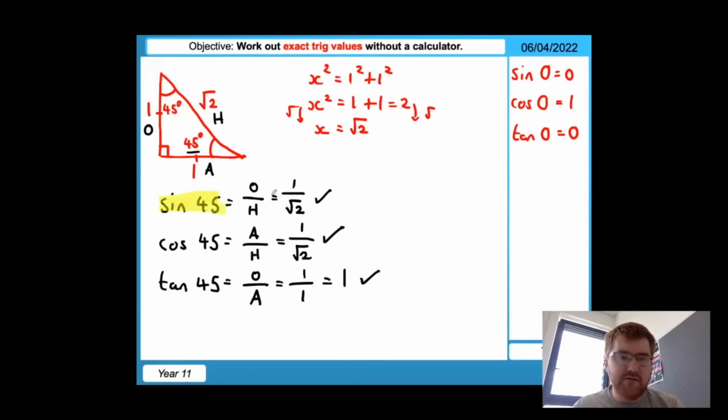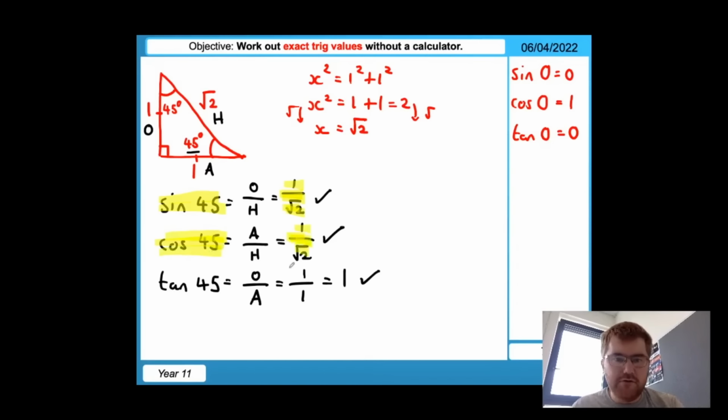So the key values to know here, get the old highlighter out. So sine 45 is equal to 1 over root 2, cosine 45 is equal to 1 over root 2 as well, and then tan 45 is equal to just 1. So those are the 3 out of the 9 values that you need to know off by heart.